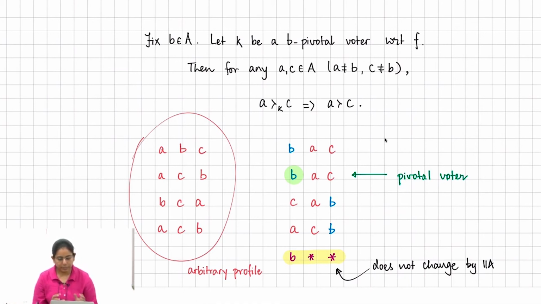So this profile is one step closer to looking like the arbitrary profile that I have to deal with. Notice that this output stays the same. In particular, it stays the same to the extent that B continues to be ranked on the top because of IIA. B's position did not change at all, and therefore B's position relative to A or relative to C did not change. So there is no reason to expect that it would change in the outcome.